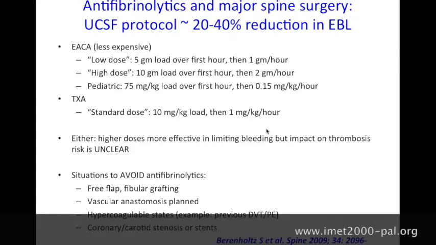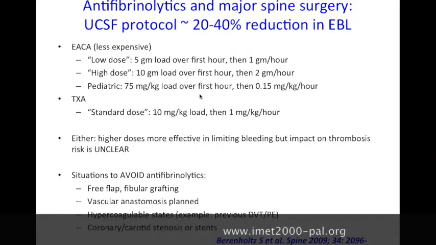So at UCSF, we have protocols for our major spine surgery about use of antifibrinolytics. The epsilon aminocaproic acid is less expensive and we use it more frequently. We use a low dose regimen for most surgery, and that's a 5-gram load over the first hour and then 1 gram per hour thereafter. A high dose regimen is twice that amount, 10-gram load over the first hour followed by 2 grams per hour.